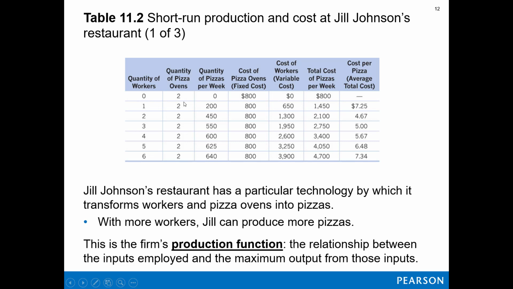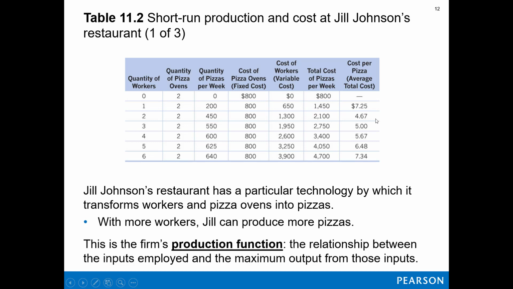So then at 1 worker, she has still 2 pizza ovens. She produces 200 pizzas per week. The cost of the ovens is fixed, so it's $800. Her variable labor is $650. The total cost is $1,450. The average cost per pizza is $725. Now 2 workers can still produce $450.